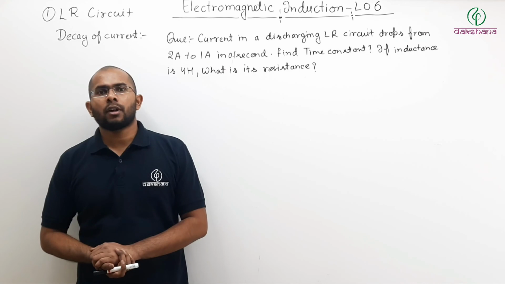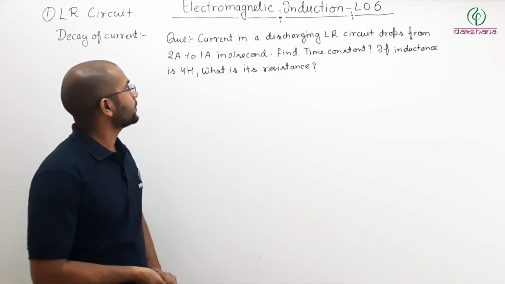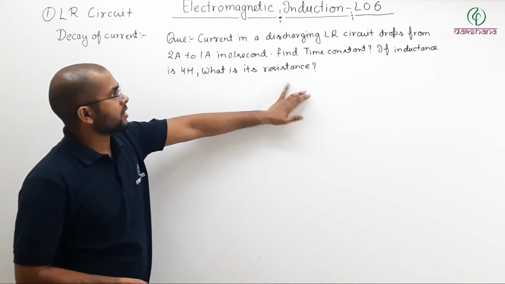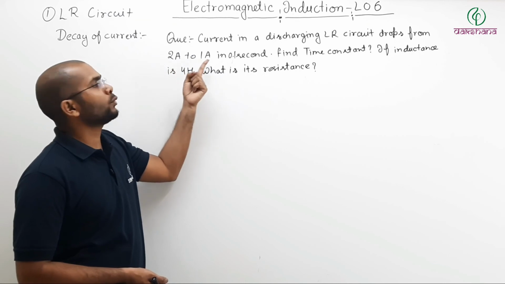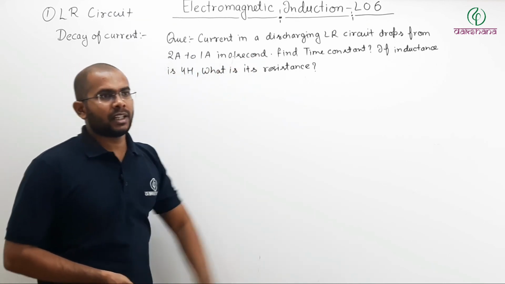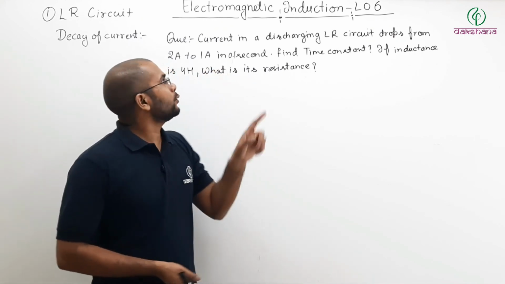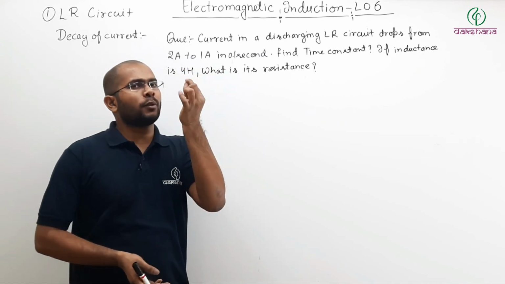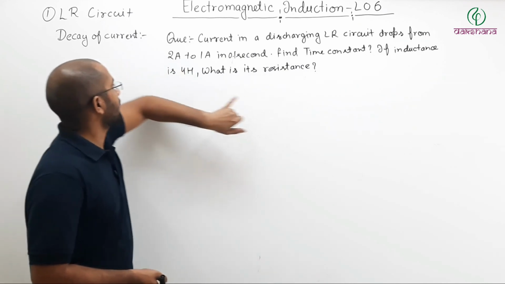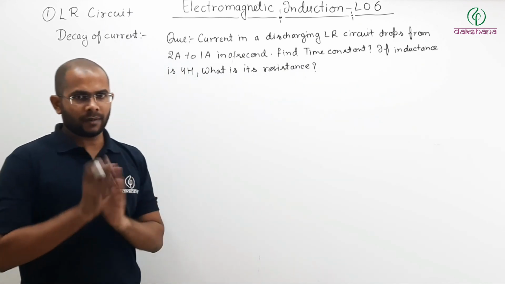Now let us try to solve one more question before we wrap up this concept of decay of current. The question is, current in a discharging LR circuit drops from 2 ampere to 1 ampere in 0.1 second. Meaning initially the current was 2 ampere maximum and it dropped to 1 ampere in 0.1 second. Find time constant if inductance is 4 Henry, what is its resistance? So both we have to find.